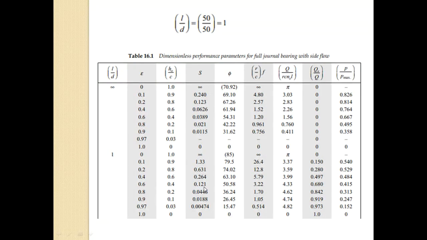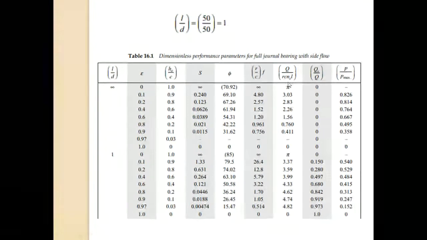For the Sommerfeld number we found, 0.121, we get the value of H naught by C, and next, for this Sommerfeld number, the value of phi is 50.58. Again, R by C into F, we got 3.22. Again, Q divided by R C Ns into L is 4.33. So we want the values of H naught by C, R divided by C into F, and Q divided by R into C into Ns into L.